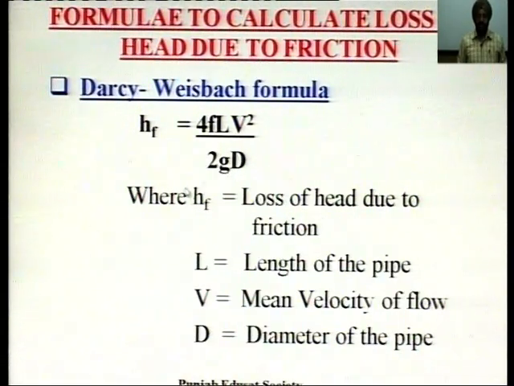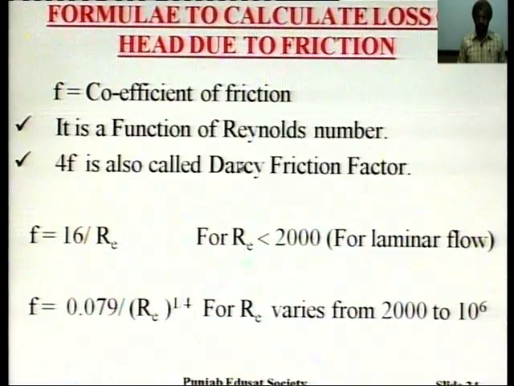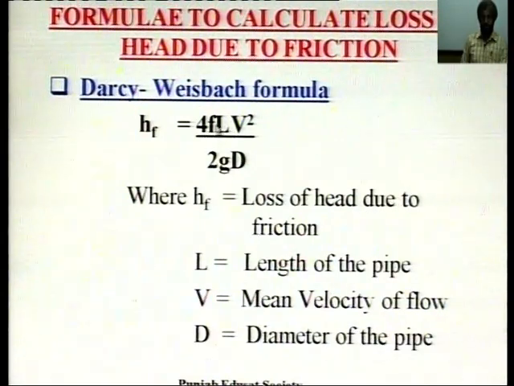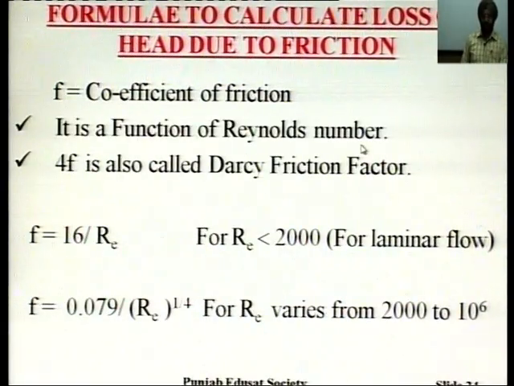The first one is hf, the loss of head due to friction. Then L, the length of the pipe. V, the mean velocity of flow. D, the diameter of the pipe. And f is the coefficient of friction. And this f is a function of Reynolds number. It's concerned with the Reynolds number. And 4f is also called the Darcy friction factor.